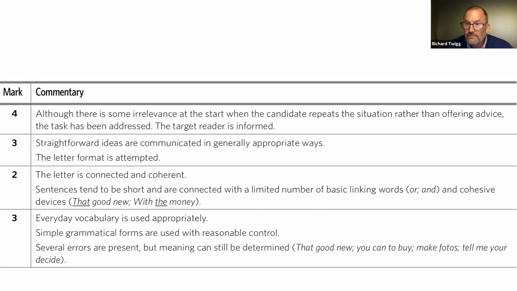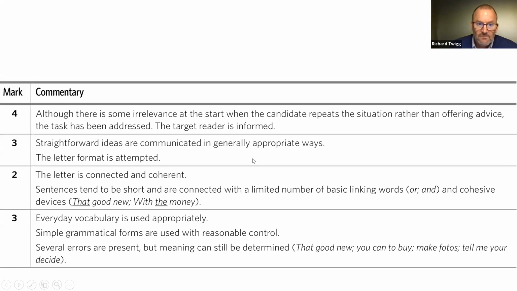Make photos, take photos. Tell me your decision. So they've tried, they've made an attempt. If we look overall, basically the examiner's saying that on average, they're going to get 60%. They're going to get 3s in every area. If the 4 moves down to make the 2 a 3, they're all 3s, so that's enough to then pass.